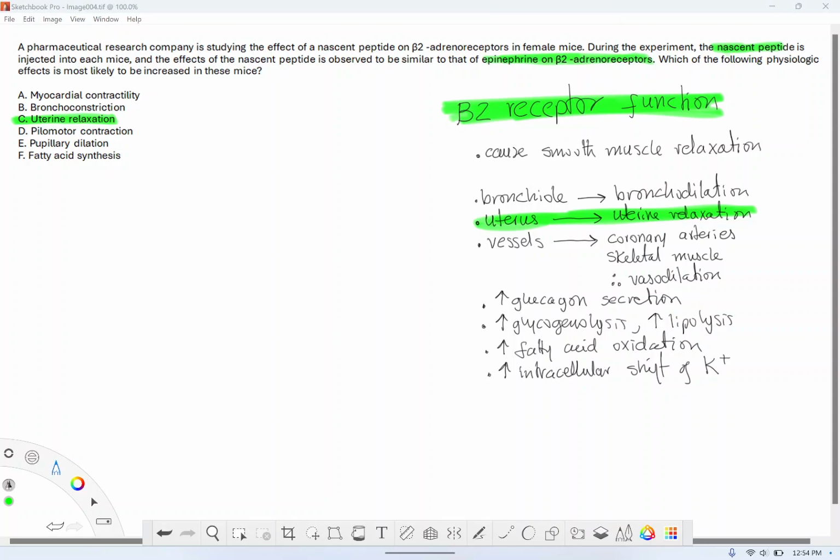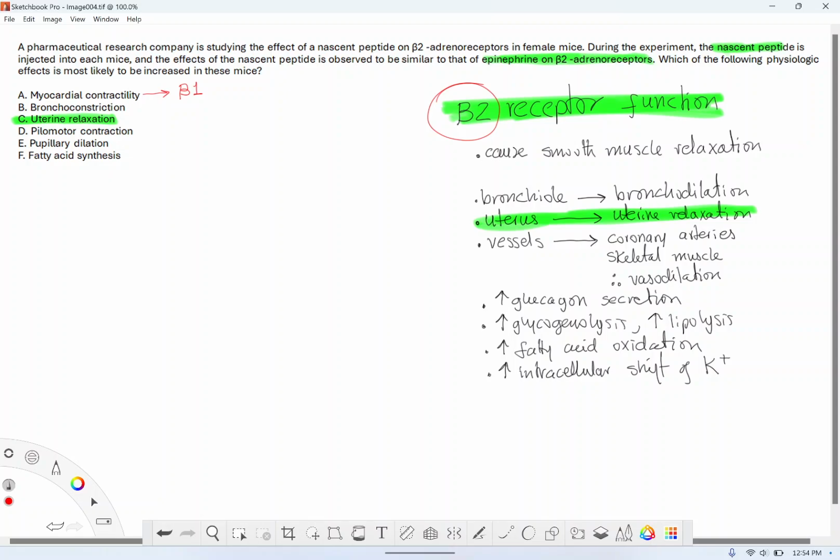If we have memorized and understood this, we should go strictly and right away to the answer. Now let's go through the rest and see why the other ones are wrong. Myocardial contractility is the function of the beta 1 receptor, not beta 2. We're looking for beta 2, and the question is not about beta 1.